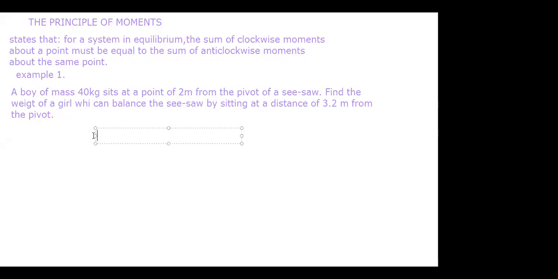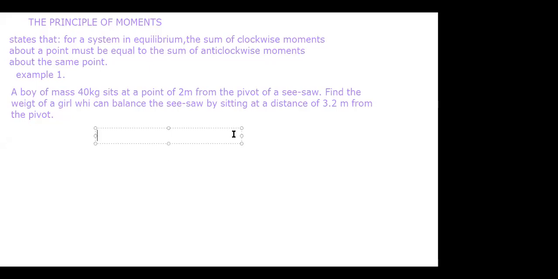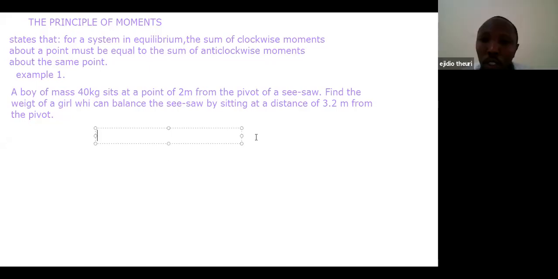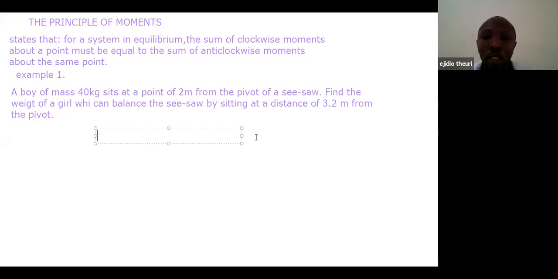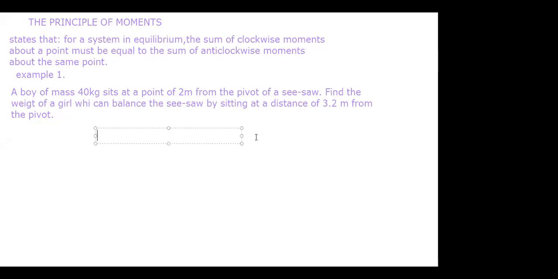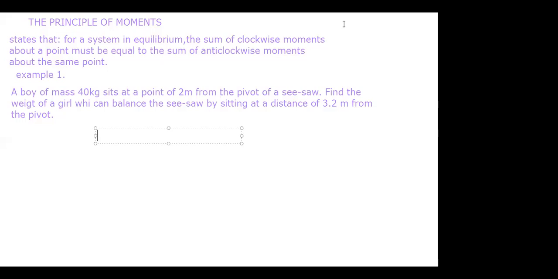Yes, the answer is 250 Newton. Just take us through what you've done. So the sum of clockwise moments is equal to the sum of anti-clockwise moments. So 400 times 2 is equal to 3.2 times the weight of the girl. So it is 250 Newton.